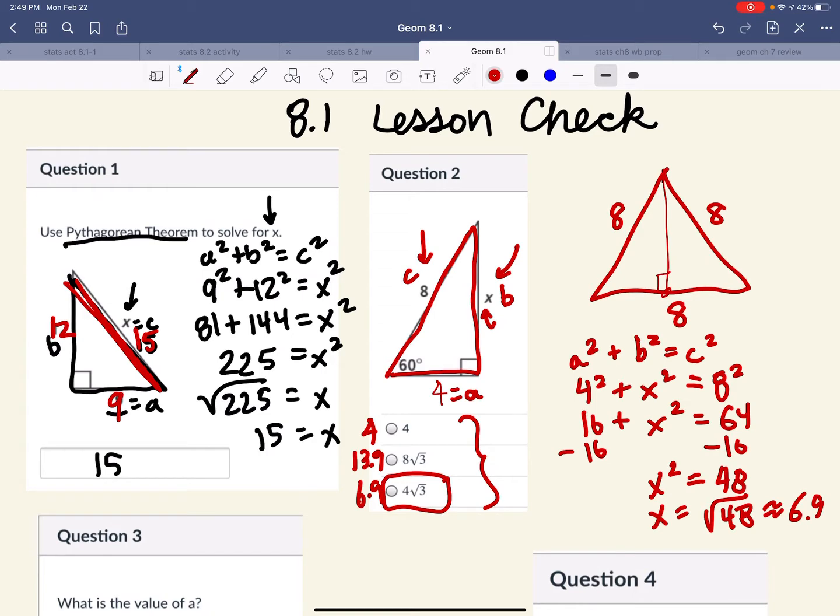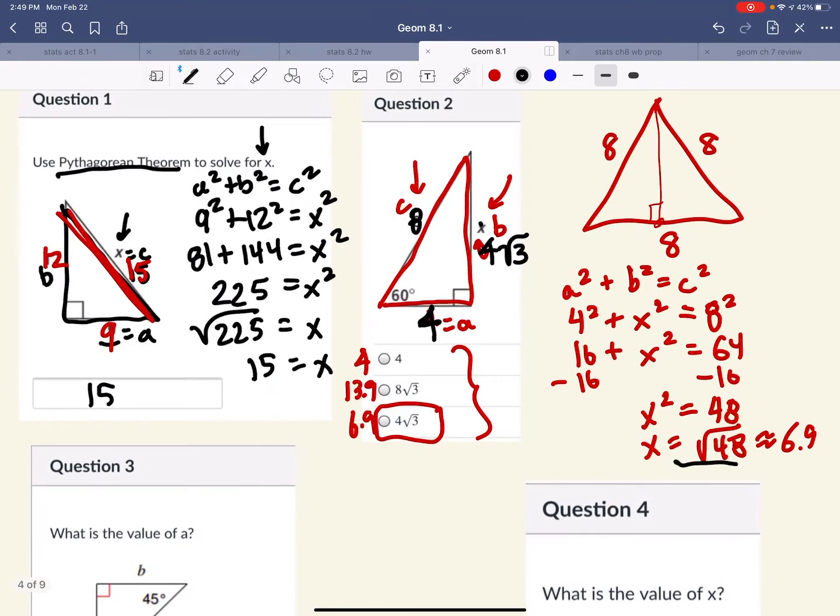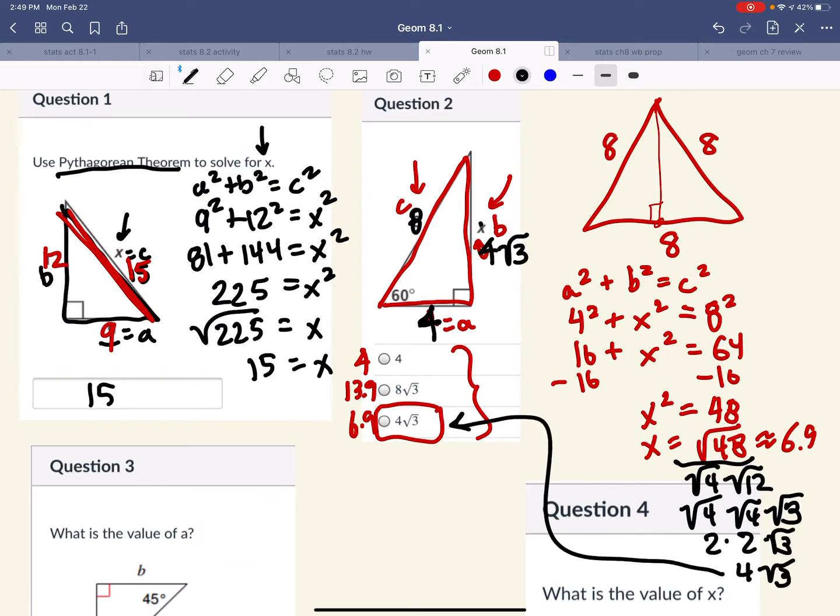How else could we have gotten it? Well, we notice our pattern, right? That this is that same number times the square root of 3. We also could have reduced this. And so I could rewrite this. This is 4 times 12. And 12 has another 4. 12 is 4 times 3. And so we see here that we also could have gotten that answer. A couple different ways to get that answer.